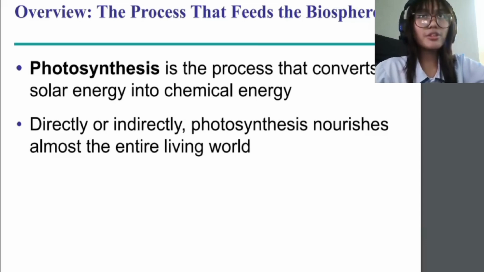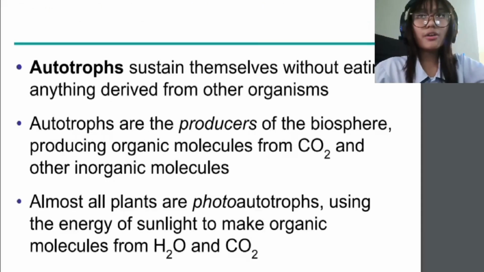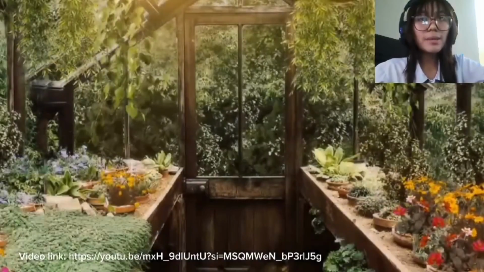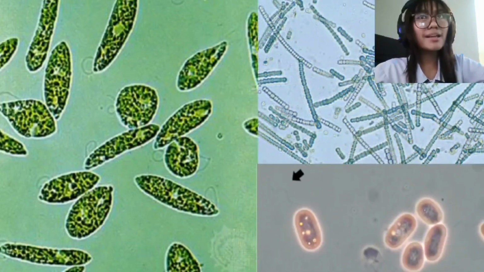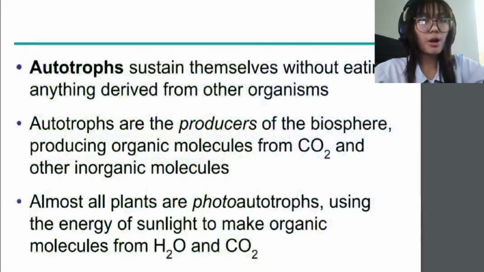Next up, we have autotrophs and heterotrophs. Autotrophs are organisms which sustain themselves without eating anything derived from other organisms. They are called producers of the biosphere, producing organic molecules from carbon dioxide and other inorganic molecules. Almost all plants are photoautotrophs. Some examples are plants themselves, multicellular algae, unicellular protists, and cyanobacteria which are photosynthetic prokaryotes.